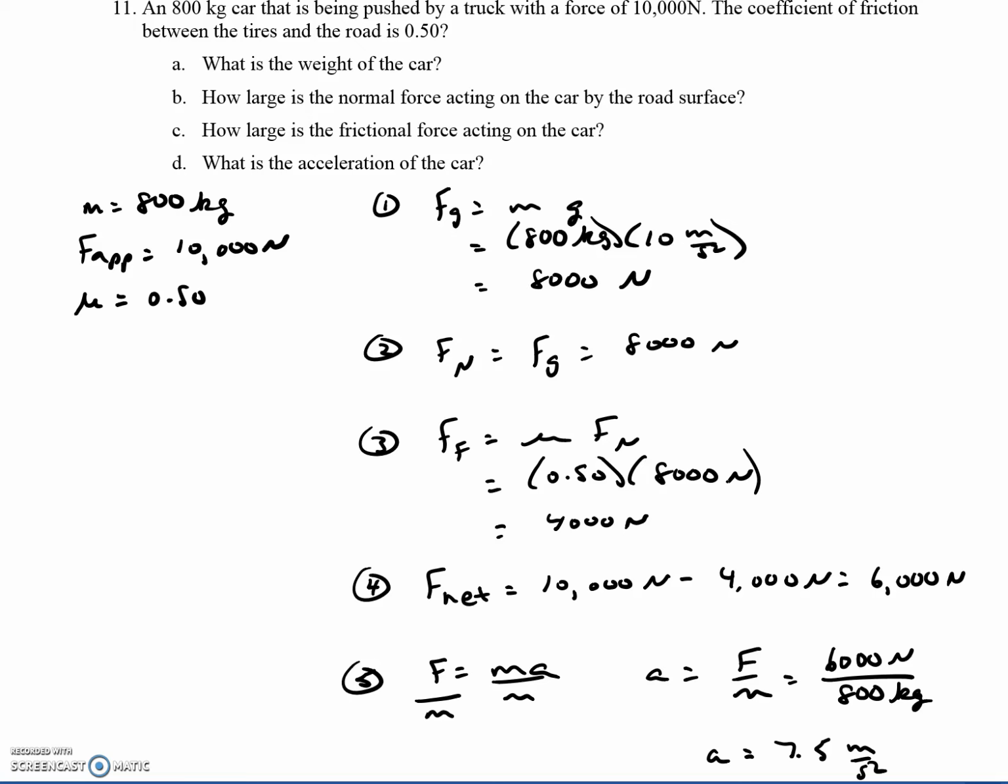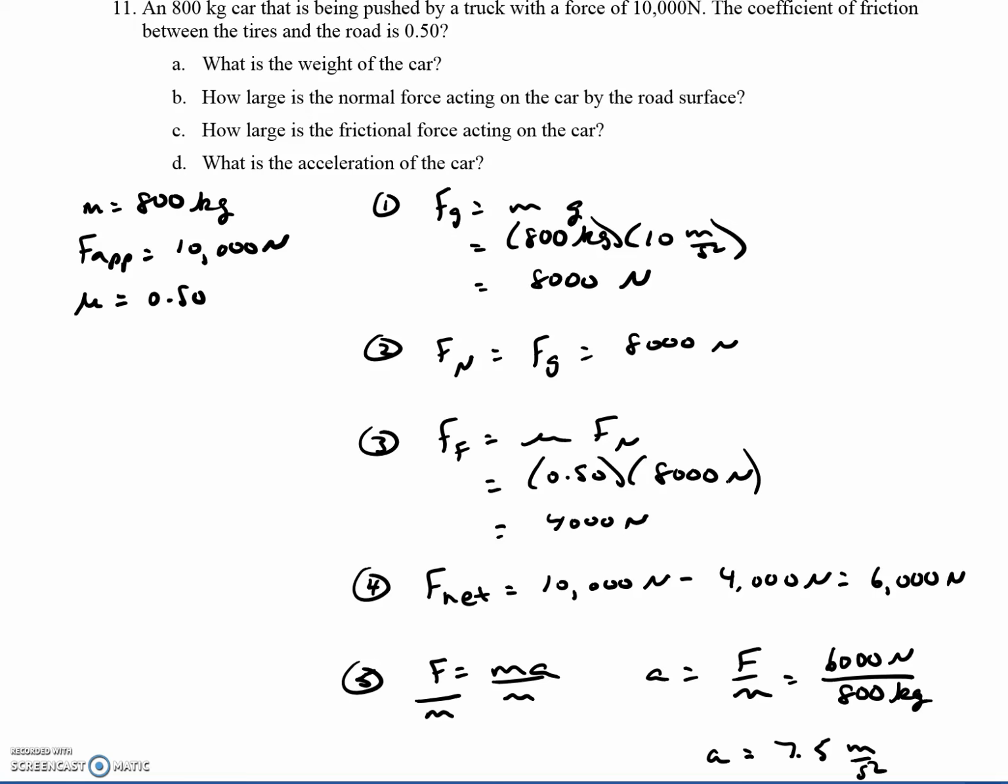For number 2, we know that the force due to gravity is the same as the normal force, so that's 8,000 newtons. For number 3, we're going to calculate the friction force by taking the coefficient of friction and multiplying it by the normal force. So 0.50 times 8,000 newtons gives us a friction force of 4,000 newtons.